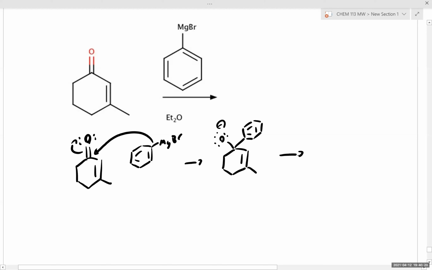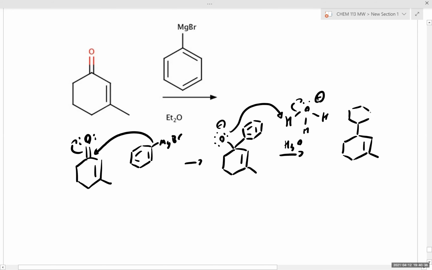And then of course, if we treat with H3O+ or acid to quench our generated alkoxide ion, we would get an isolable tertiary alcohol. Does this mechanism make sense to everyone?